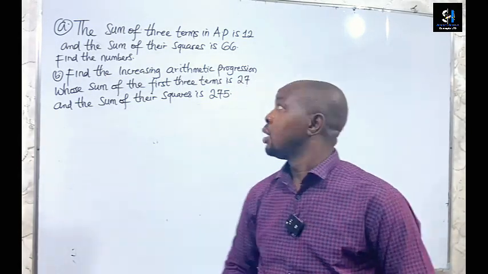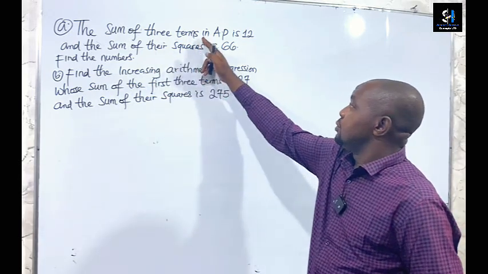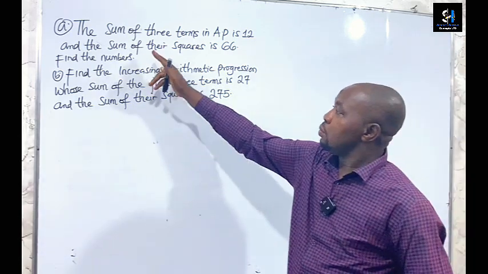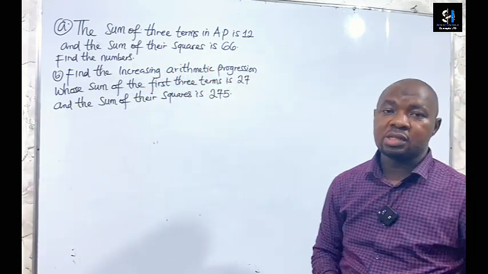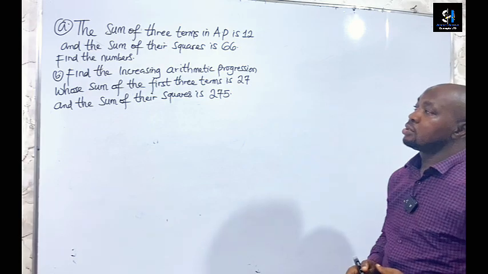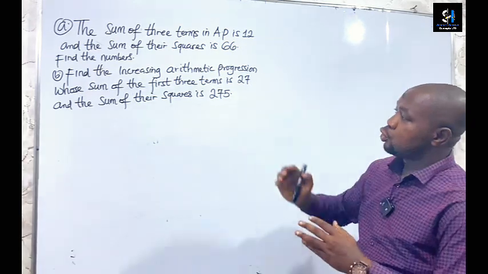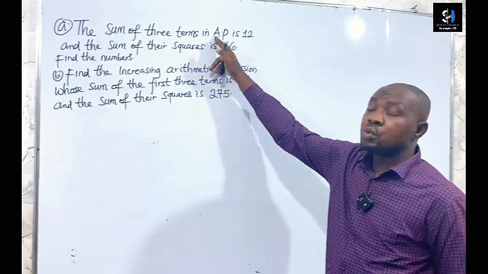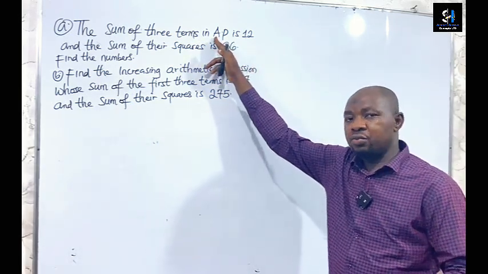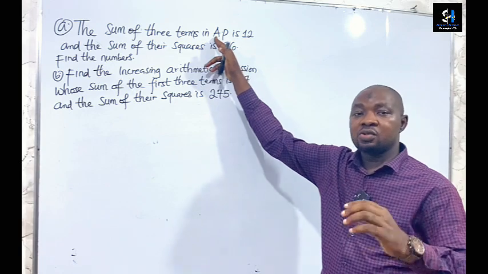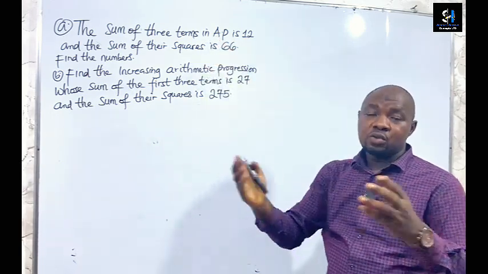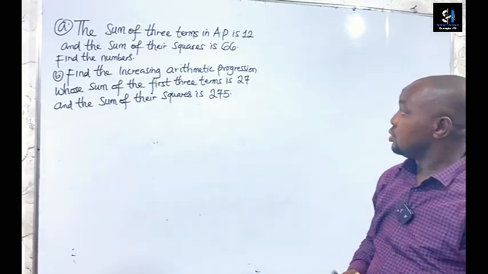And welcome. The sum of three terms in arithmetic progression is 12, and the sum of their squares is 66. Find the numbers. That is, our task is to find the three numbers that form a sequence known as an arithmetic progression or arithmetic sequence. That is a sequence whose terms increase or decrease by adding or subtracting a constant number.